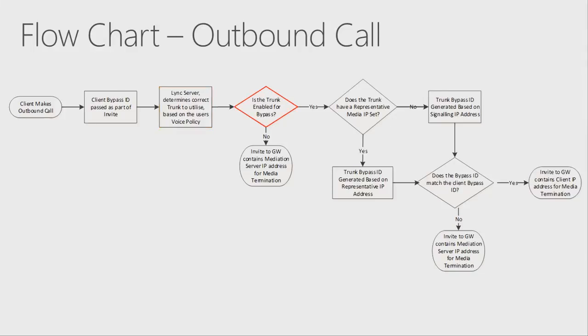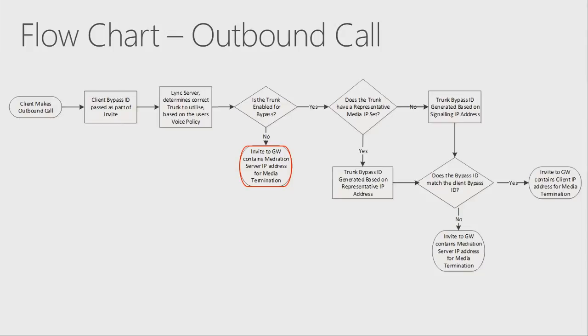So once we've got all that, we look if the trunk's enabled for bypass or not. Again, it may not be. It may not need to be. If it isn't enabled for bypass, then the only option we send for media termination is the IP address of the mediation server. And that's a PSTN mediation edge.